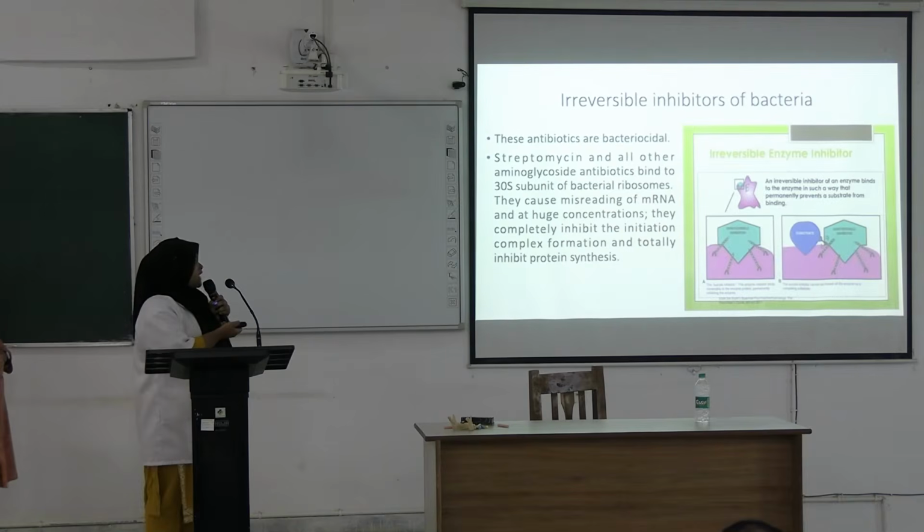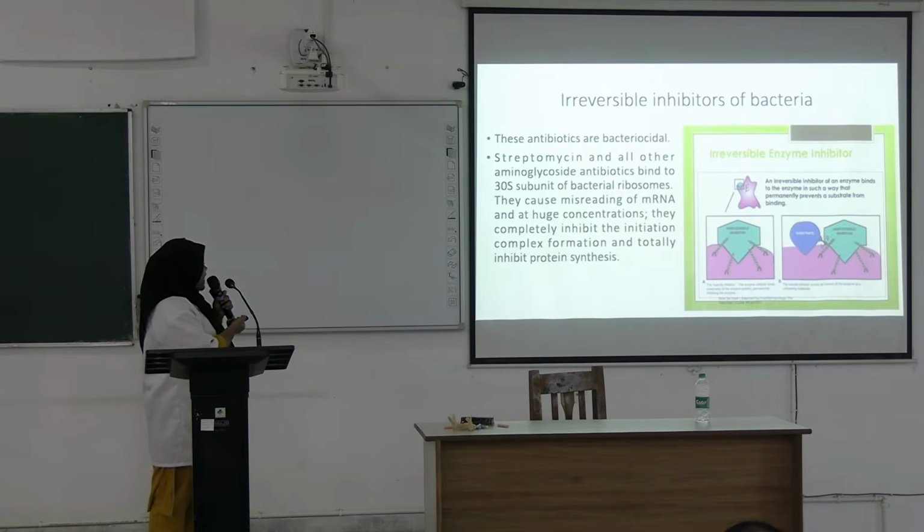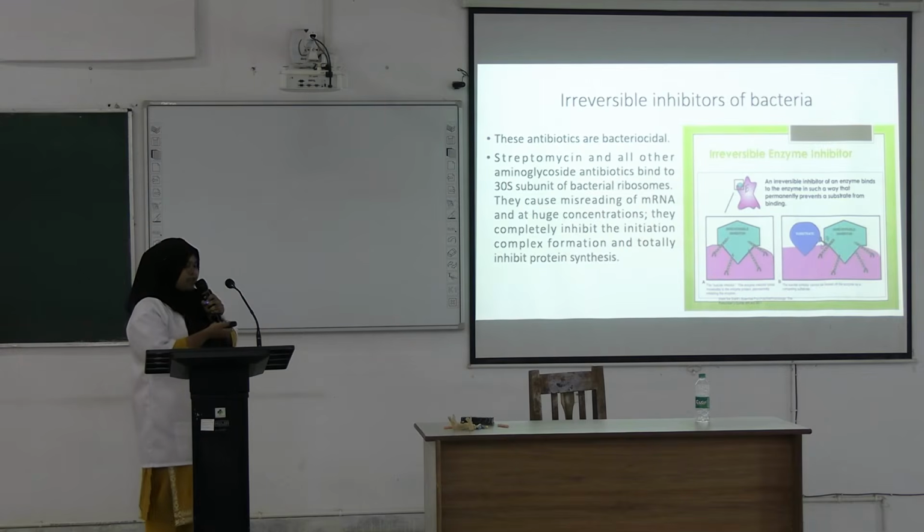Let's understand the irreversible inhibitors of the bacteria. They are basically of the bactericidal type. Streptomycin and all other aminoglycoside antibiotics bind to the 30S subunit of the bacterial ribosomes. They cause misreading of the mRNA and, at huge concentrations, they completely inhibit the initiation complex formation and totally inhibit protein synthesis.